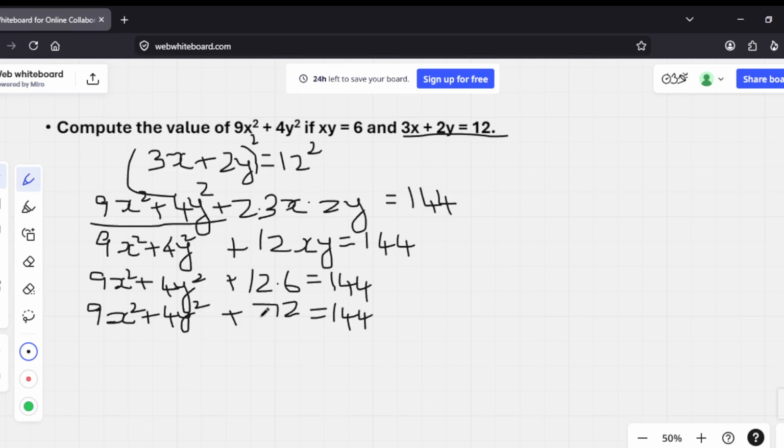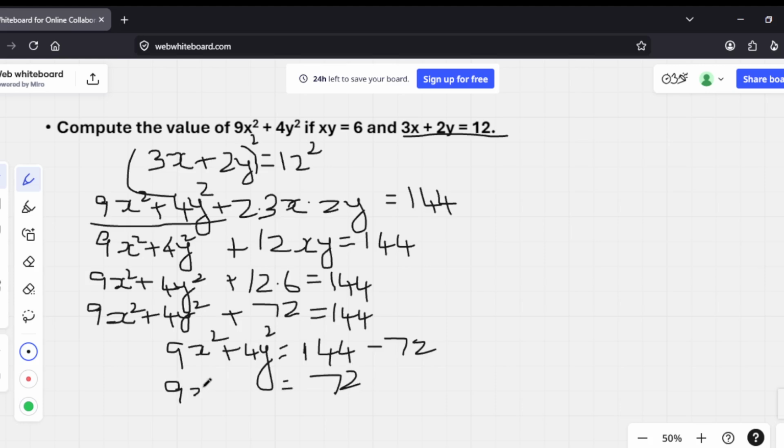Now bring the constant 72 to the right side. 9x square plus 4y square is what we are asked to find in the question. That can be taken on the left hand side, and 72, let's bring it to the right side. It is 144 minus 72, which is nothing but 72. So the answer for this question, 9x square plus 4y square, is 72. So this is how we have to apply the formula and solve the first problem.